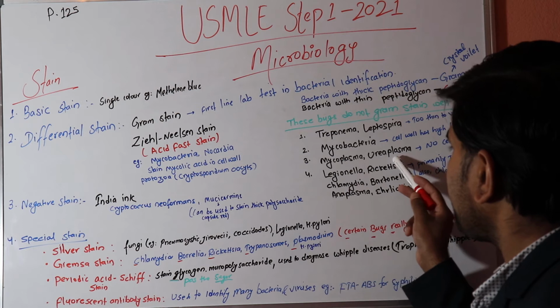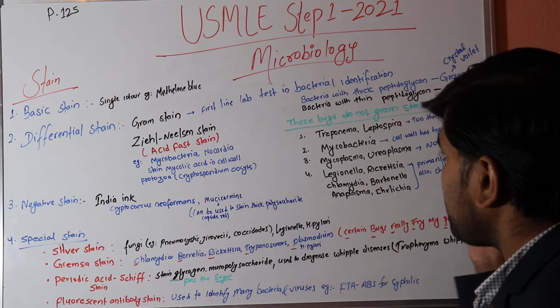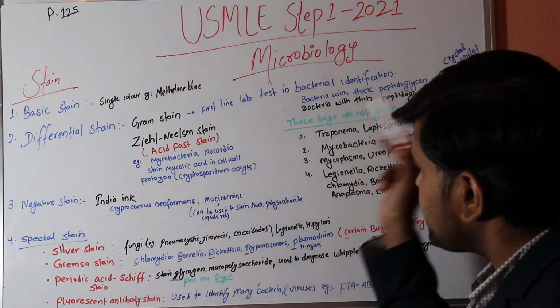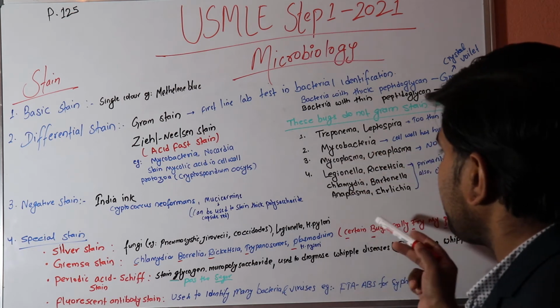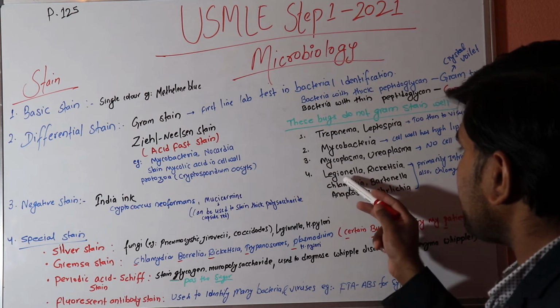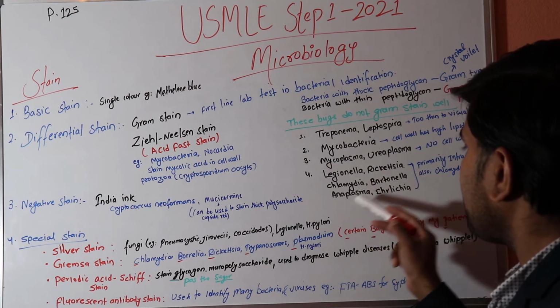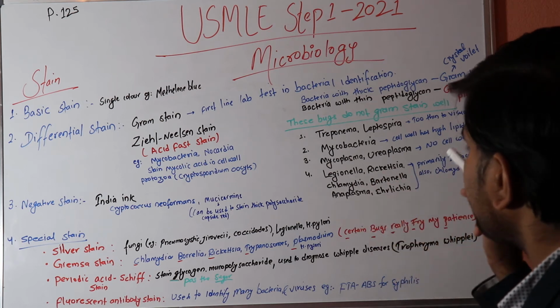Then there are Mycoplasma and Ureaplasma. They don't have any cell wall. The gram stain usually stains the cell wall, so there is no cell wall, so there will be no stain in Mycoplasma and Ureaplasma. And there are certain organisms like Legionella, Rickettsia, Chlamydia, Bartonella, Anaplasma and Ehrlichia. They are primarily intracellular organisms.